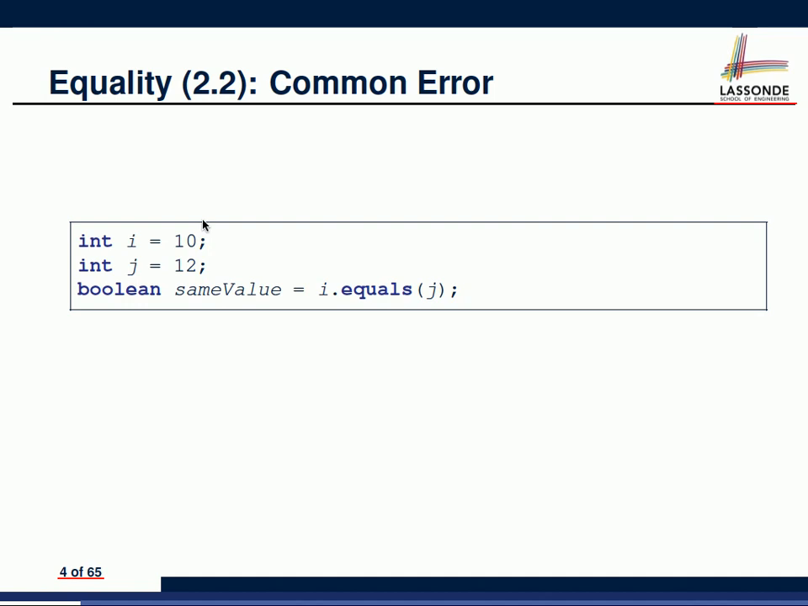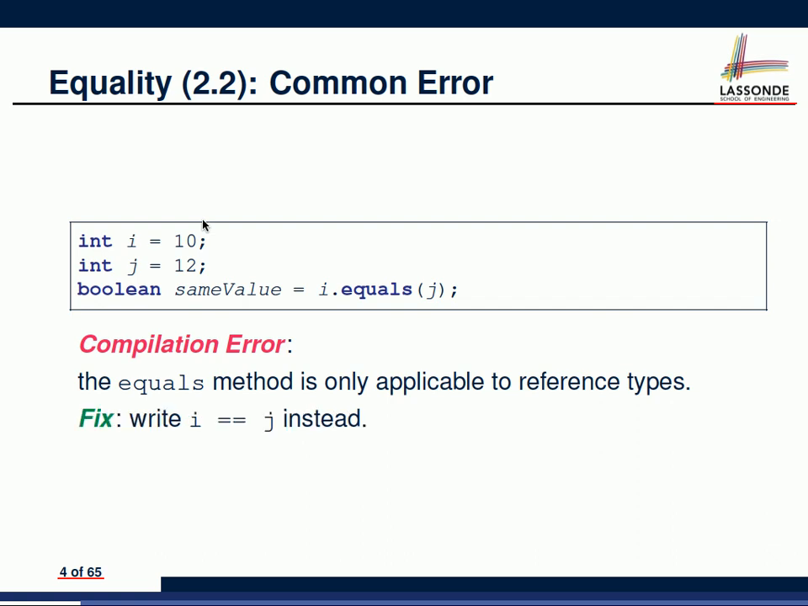Is it right? True or false? True, false, or something else? Well, anybody want to speak up? What's something else, if you believe? Exactly. So now here's a common mistake. For primitive values like an integer, the only way to compare them is to use the equals sign. The equals method is only applicable for a reference type. So in this case, this is simply not correct because i and j are integers. Integer has no equals method. It's a common error. Be careful. Now how do you fix it? Change to the equals sign.